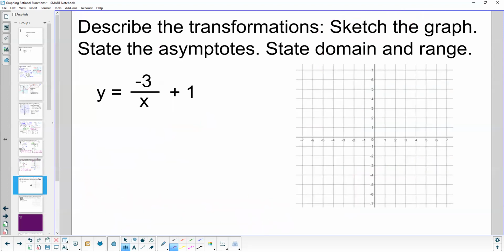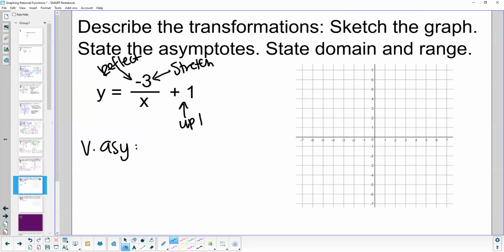So let's take a look at 2 more examples here and kind of see how this goes. So we're going to take a look at our -3 here. This one is going to both stretch, and this negative means that we are going to reflect. This has no horizontal shifts, but it does have a vertical shift of up 1. So how does that affect it? So our vertical asymptote is going to be any of those left and right shifts, which we don't have any, so it's still going to be at 0. Our horizontal asymptote is going to be any up and down shifts, so that's going to be at 1.